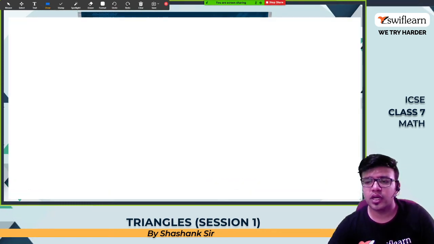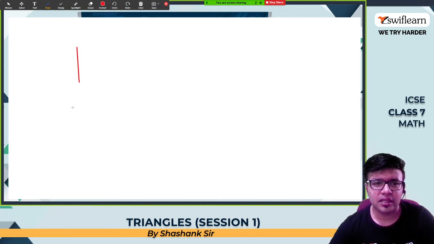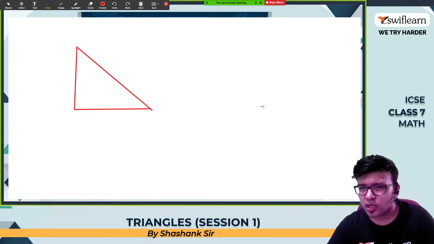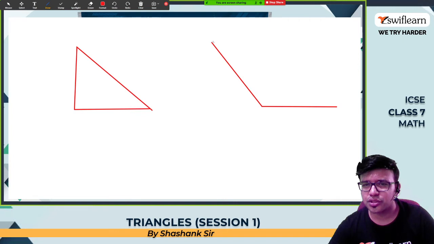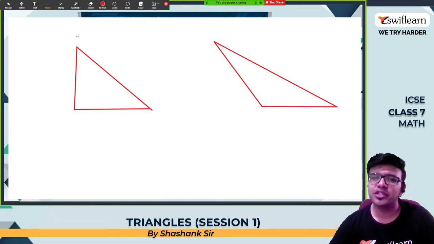Okay. The first one, right angled triangle. Draw a right angled triangle. And draw an obtuse triangle. I drew an obtuse angled triangle. Now altitude. What does altitude say?